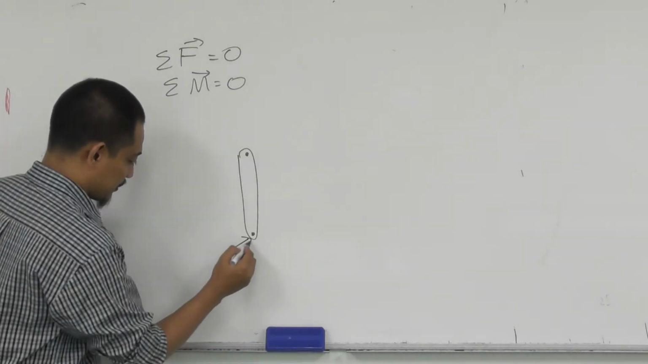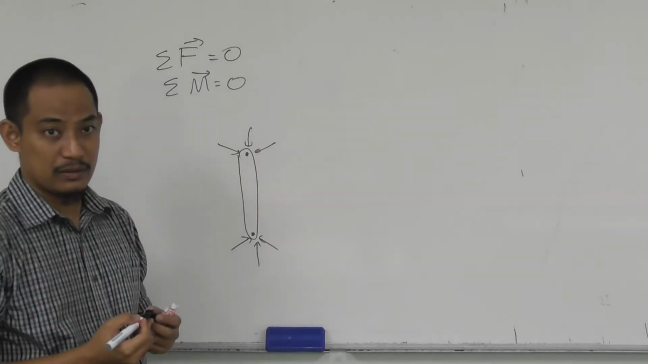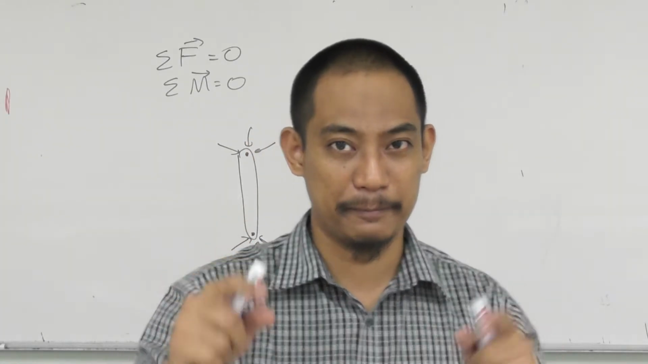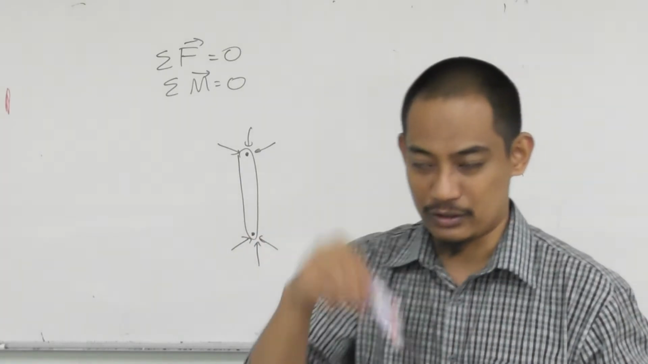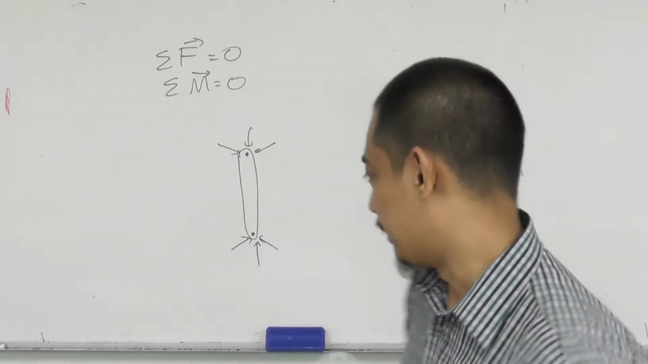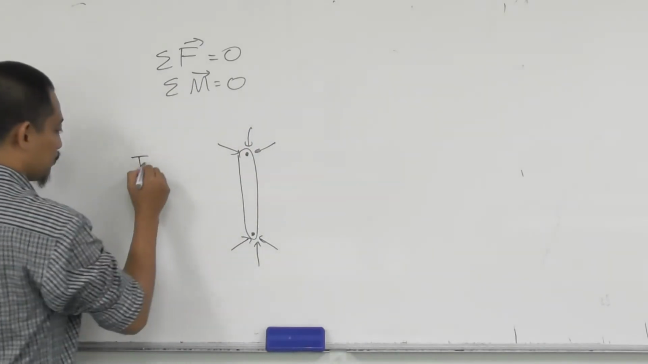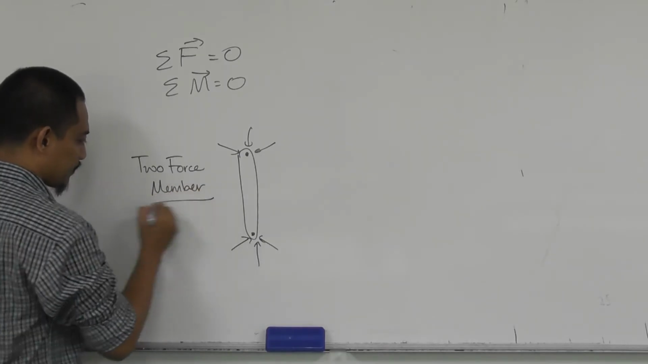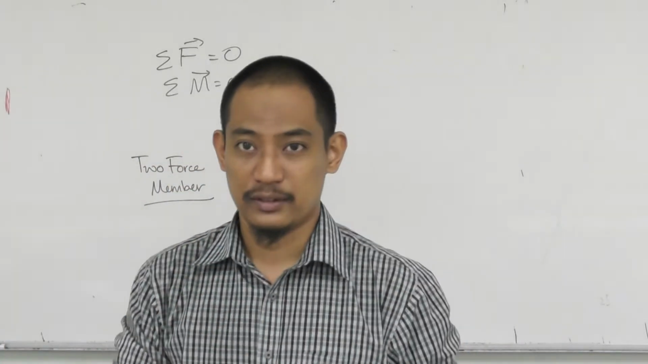Meaning that, for example, if you have force here, force here, force here, whatever, but all the forces actually fall only on two different points on the member, right? For example, like this. If you have a force here in the middle, then all the forces are acting on three different points. But now it's two. So this is, by definition, a two force member, where the forces act only at two points.